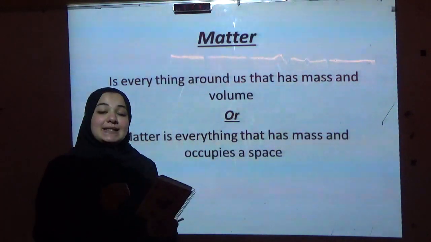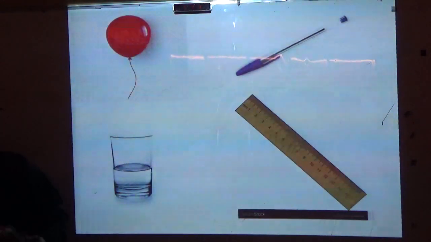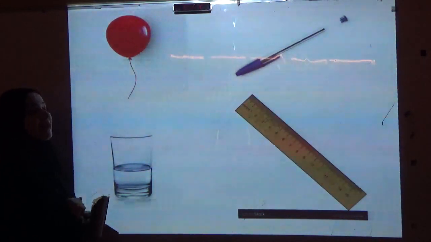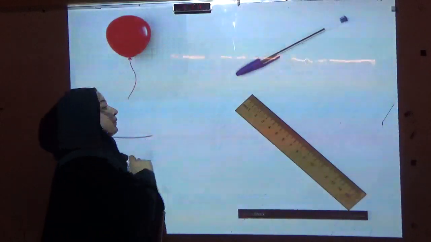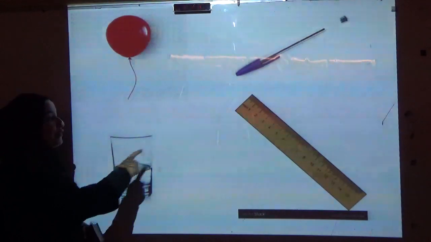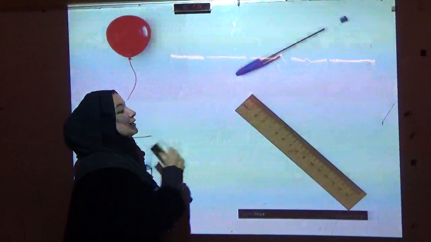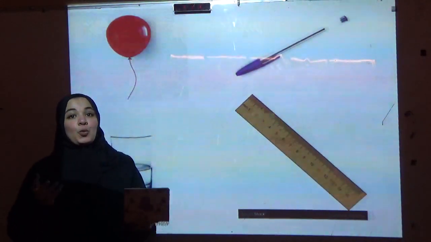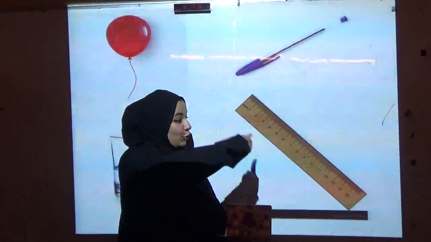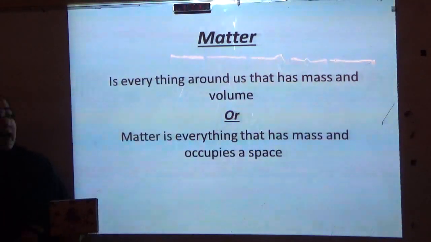Occupy a space means it has a volume. Now, I will take other examples. This balloon has a mass and occupies a space. Also, this pen has mass and occupies a space. This glass and the ruler, both of them have mass and occupy a certain space. So what is matter? Myself, I am matter. Why? Because I have mass and occupy a certain space.